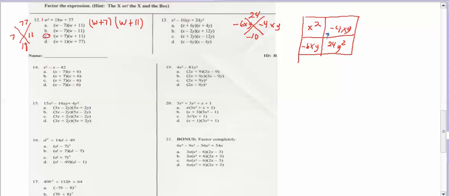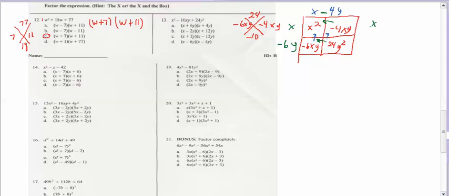What do these have in common? They have a y, they also have a 4. What do these have in common? They have an x. Okay, what does this have in common? They have an x. What does this have in common? They both have a y, and they both have a 6. The sign comes from this box, the sign comes from this box.